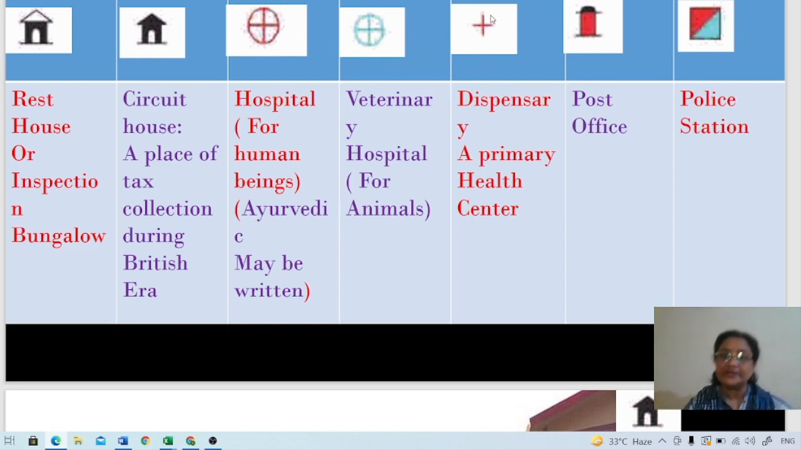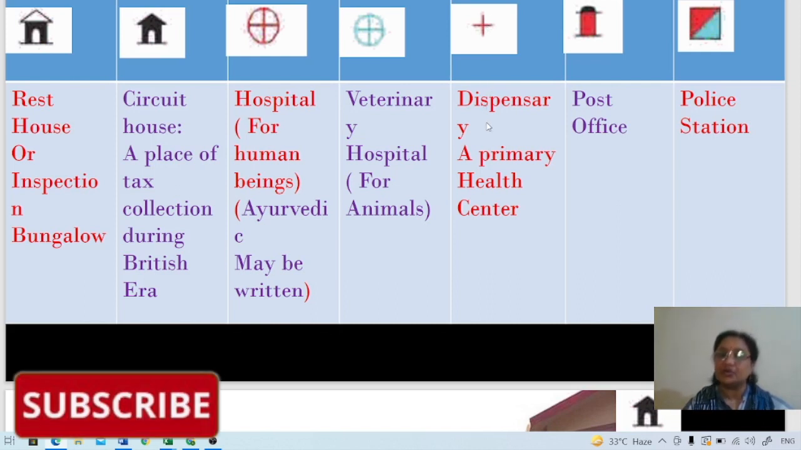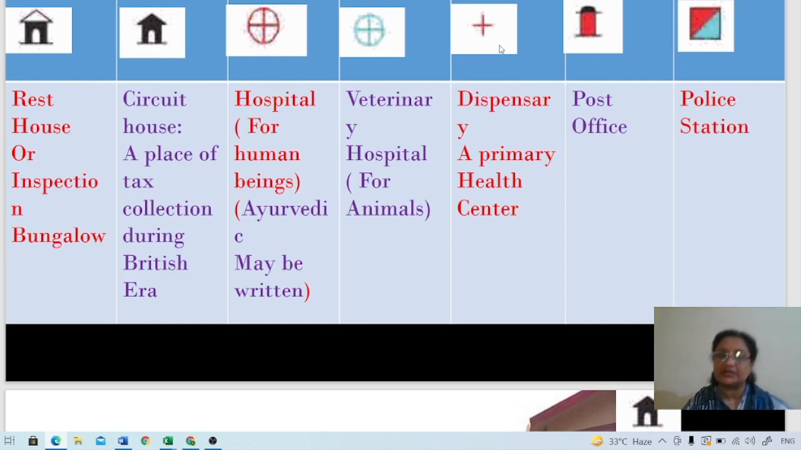Next one is the dispensary, or a primary health center. In the cities, in towns and all, you will find it is a government hospital, where the basic amenities, basic things are provided. Suppose the medical aid is provided there, right?